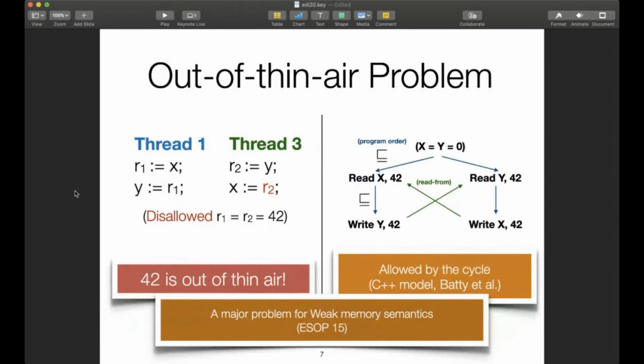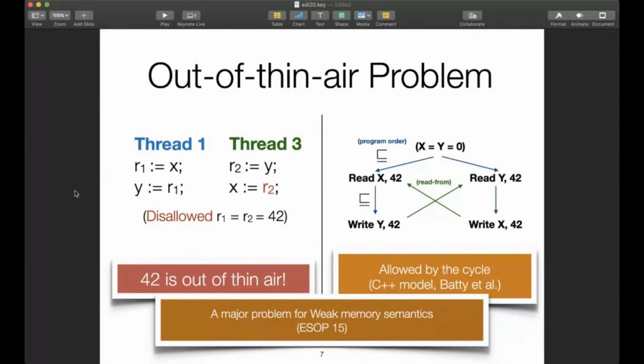The problem is that that restriction is too strong. So if we look at that program on the left with thread 1 and thread 3, here we have register R1 linking the load of X to the store of Y on thread 1, and register R2, which carries the value from the load of Y to the store of X on thread 3. Should we be allowed to observe 42?